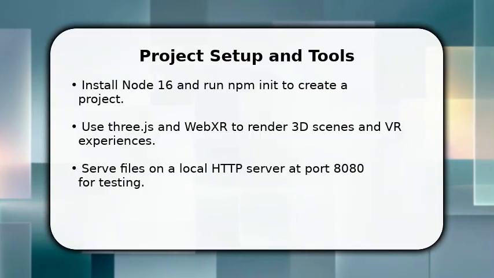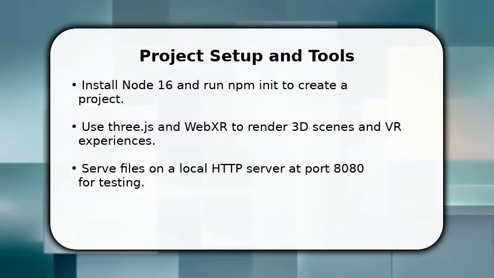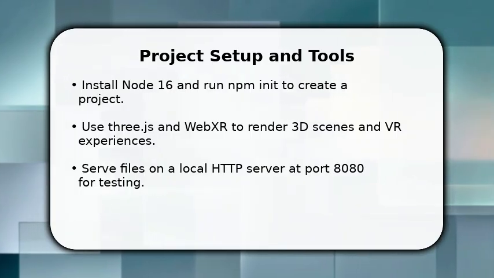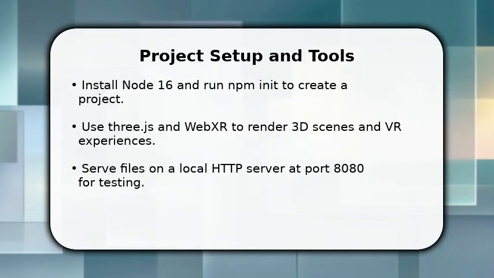Start by preparing your development environment with Node 16 and NPM. Create a project using npm init and install three.js and a simple HTTP server. Allocate about 50 MB for sample assets and models to avoid slow loads.